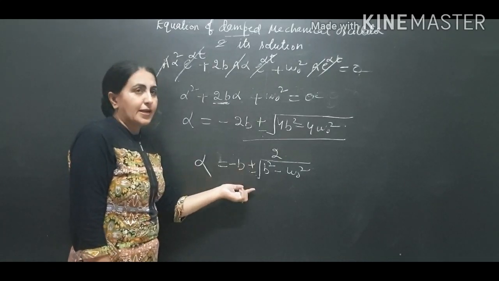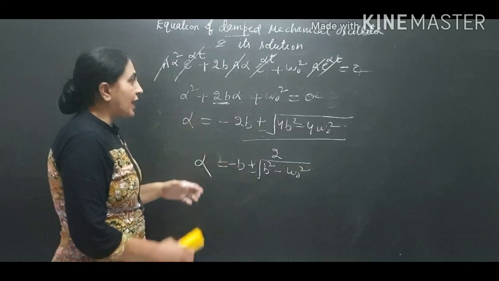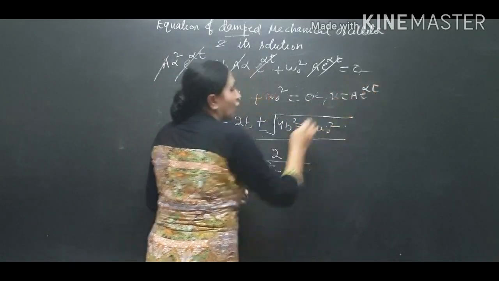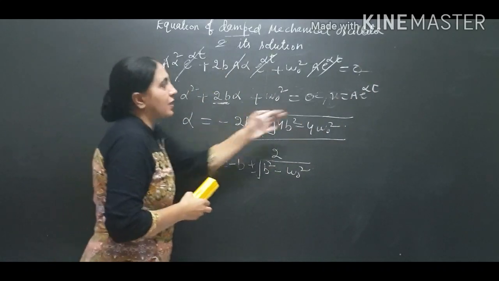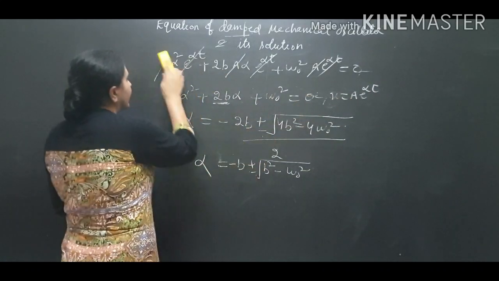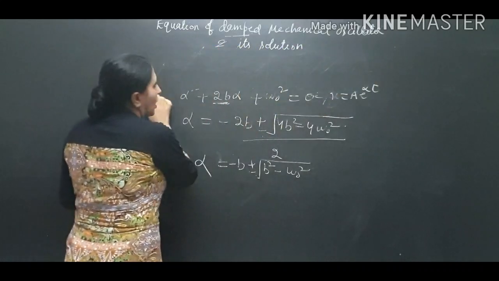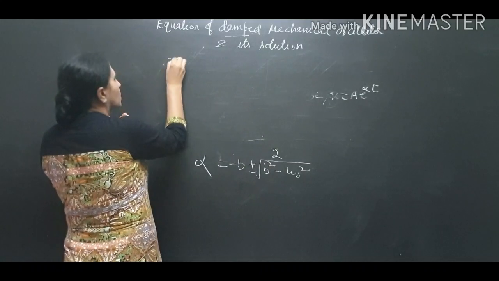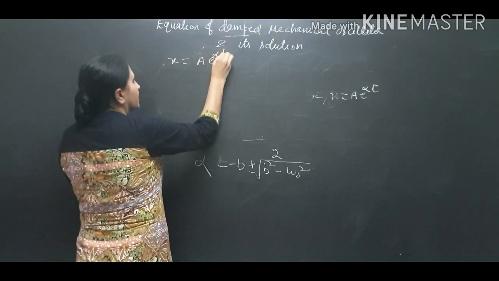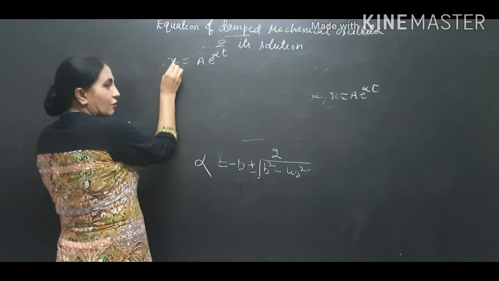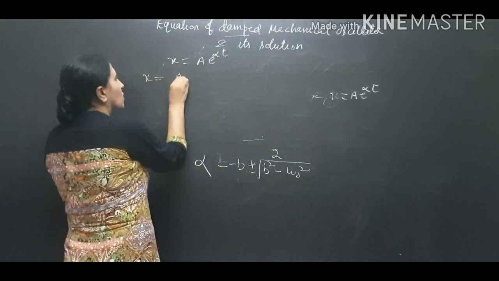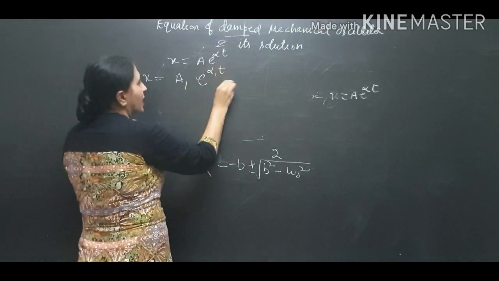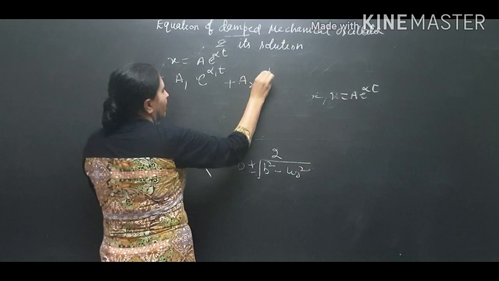Here there are two values of alpha, one with the plus sign and another with the minus sign. But we have x is equal to a e raised to power alpha t. To put these two values here, we extend it. Alpha has two values, so we can write x is equal to a1 e raised to power alpha 1 t plus a2 e raised to power alpha 2 t, because a1 and a2 are both constants.